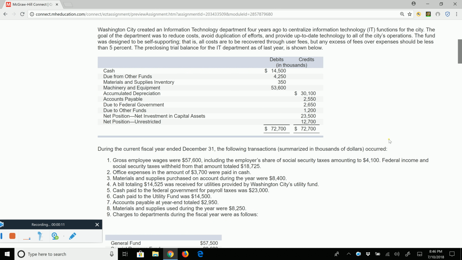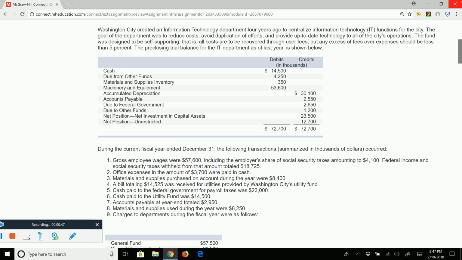Well, proprietary funds are basically those funds where we account for the government's quote-unquote business type activities. And so with business type activities, we need to understand that our customers are either external from the government or internal, basically the other government departments. When our primary customers are the internal customers, we use what's known as an internal service fund to account for the transactions. And this is when one government department services other government departments.